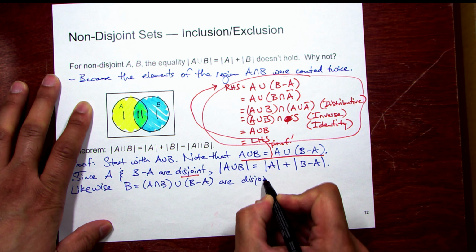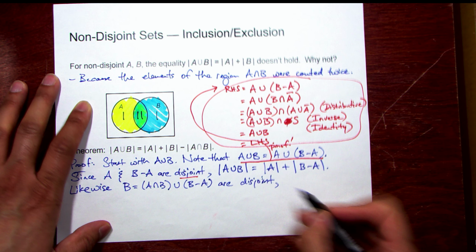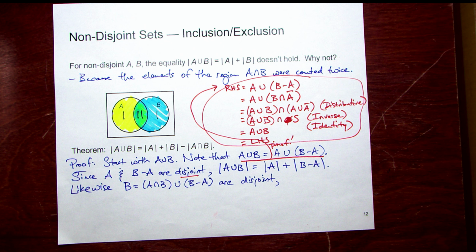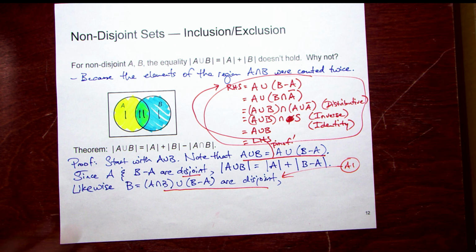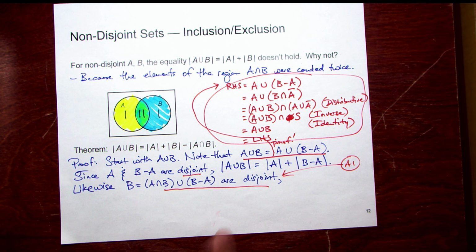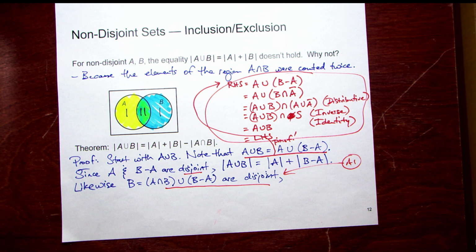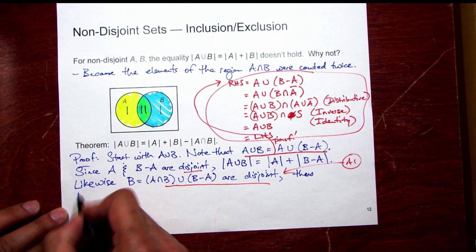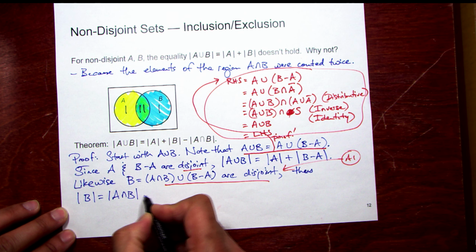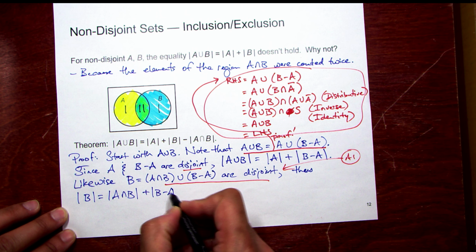And again, you can prove that. I'm not going to do it here because I've actually made this an assignment problem for you on assignment 1. So you'll have a chance to do something similar to this, but it's for these two. Anyway, we apply the rule of sum to this. So the size of B equals the size of A intersect B plus the size of B minus A.